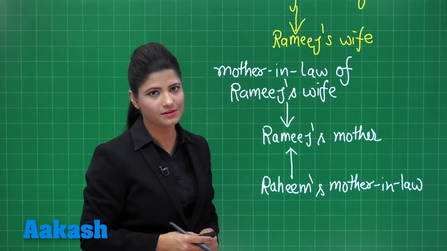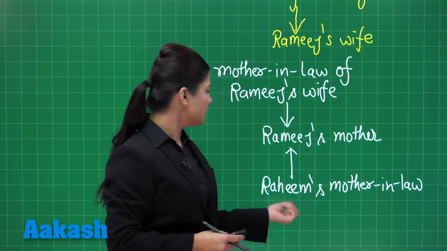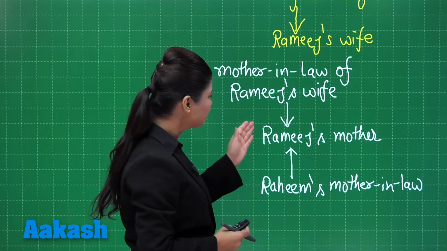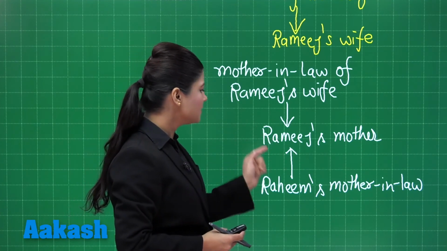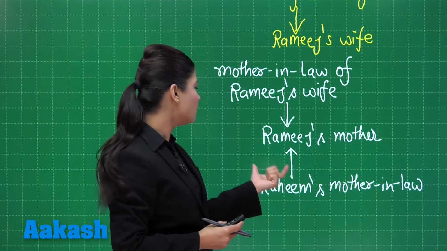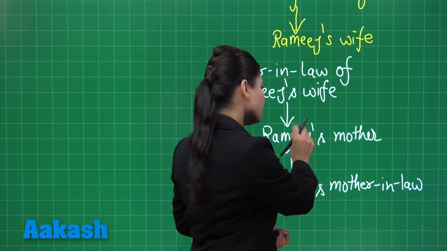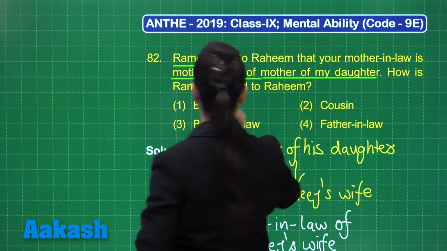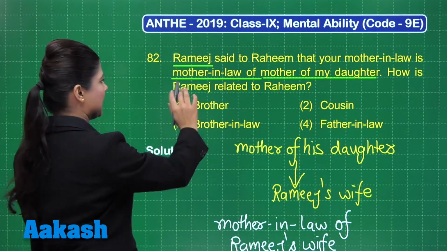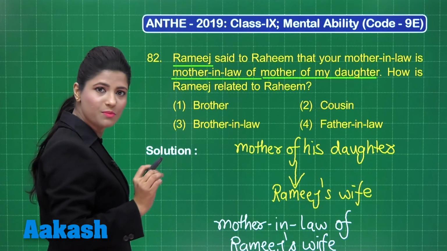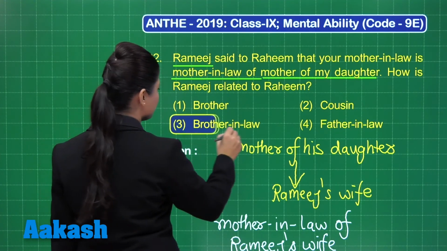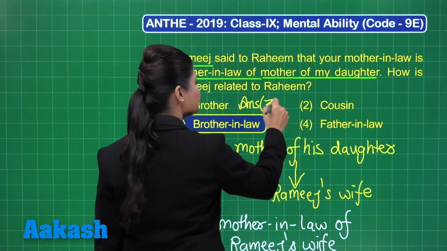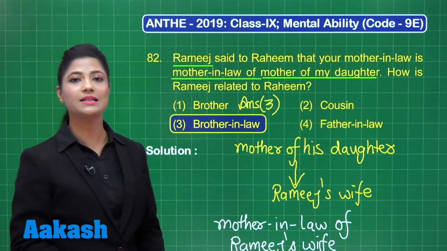They are definitely not brothers, because Ramesh's mother is the mother-in-law of Rahim, and they are definitely not cousins. We can find a clear relationship: Ramesh is definitely the brother-in-law of Rahim, because his mother is Rahim's mother-in-law. Taking that into consideration, Ramesh is related to Rahim as brother-in-law, which is clearly found in option number 3. I can write here the correct answer for this question is option 3. I hope it is clear to you. Now let's take up our next question.